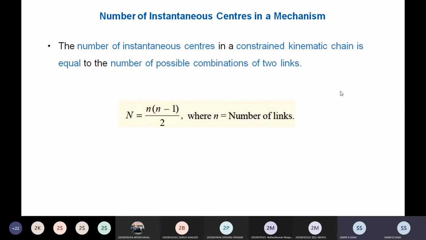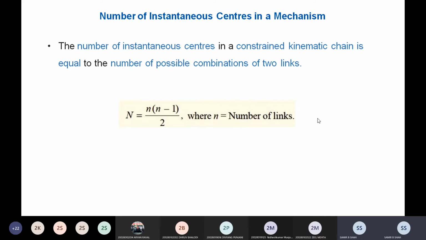So in place of n we put 4. So 4 into the bracket 4 minus 1, divided by 2. So that may be 6. So at that time there are 6 I centers we get. Okay, there are 6 I centers we get. So based on this is the prior equation to find the I center method.